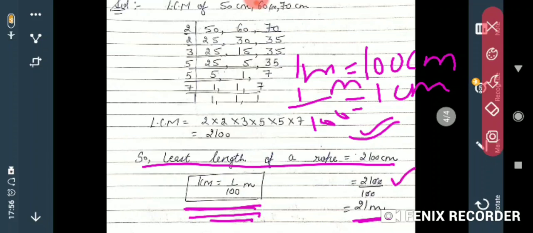So 2100 centimeter is given. What you will do is divide it by 100. So both the zeros get cancelled. What will be left? 21 meter. So you can also write that the least length of a rope is 21 meter or 2100 centimeter.